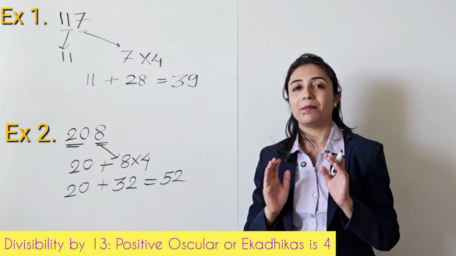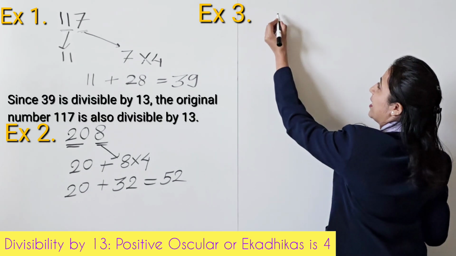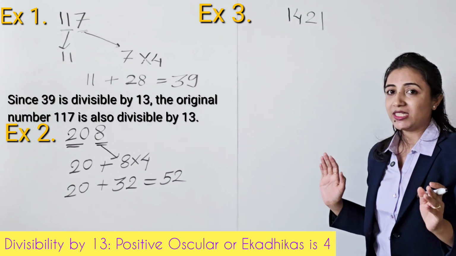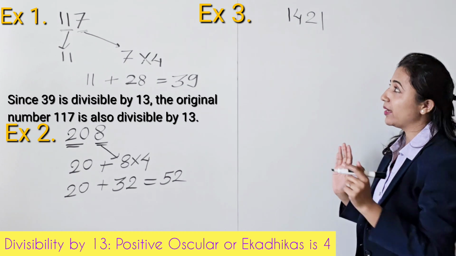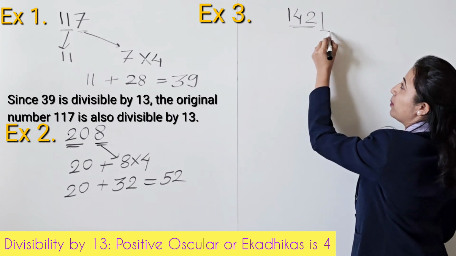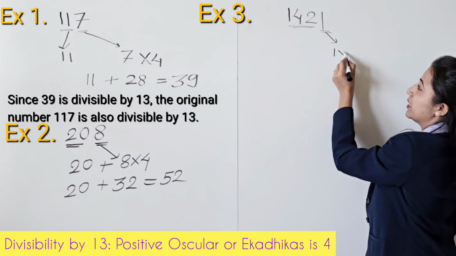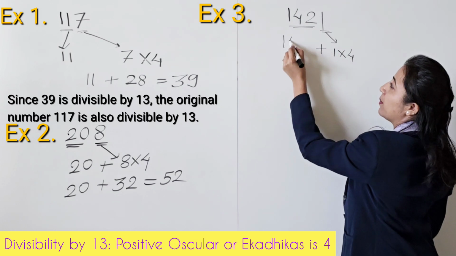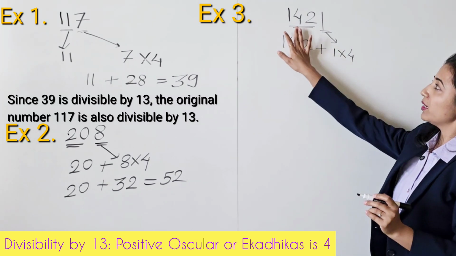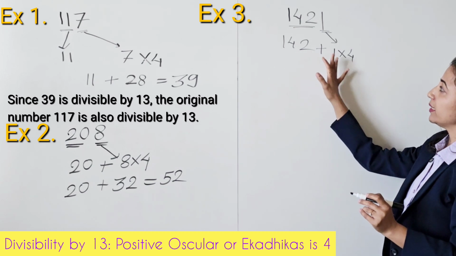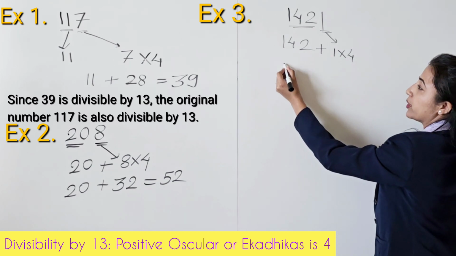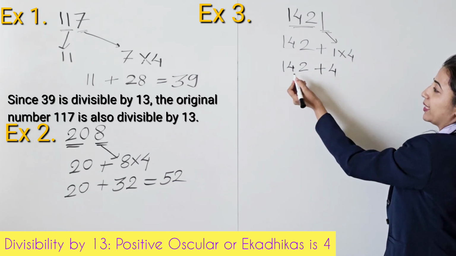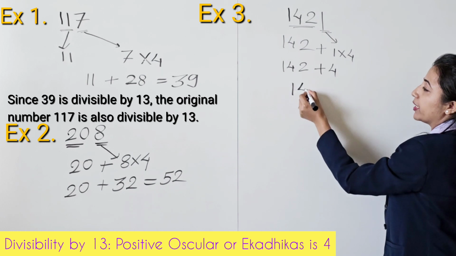Now we will take a bigger example. The next example is 1421. This is a 4-digit number. Now again the process is the same. You have to break the number into two parts. The last number is 1, multiply by the oscillating number 4 and add this product to the remaining part of the number. So here we have 142 as it is, and the product of 1 and 4 is 4. If we take their addition, the answer becomes 146.